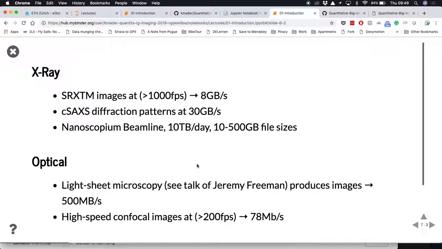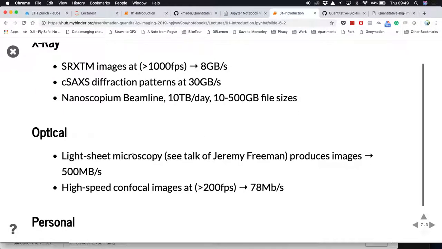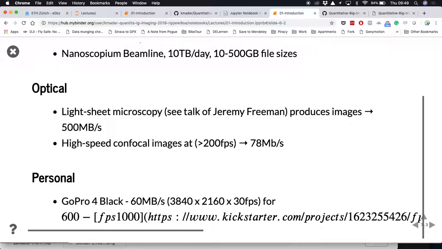Even in optical experiments, you can end up in situations where you get 500 megabytes a second. For the newest GoPro, you can get 60 megabytes compressed and over a gigabyte a second uncompressed of data just from recording continuously.